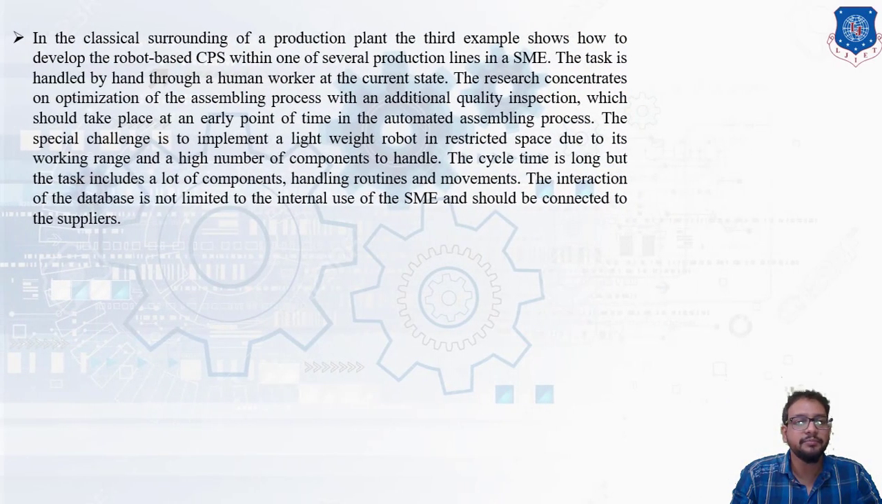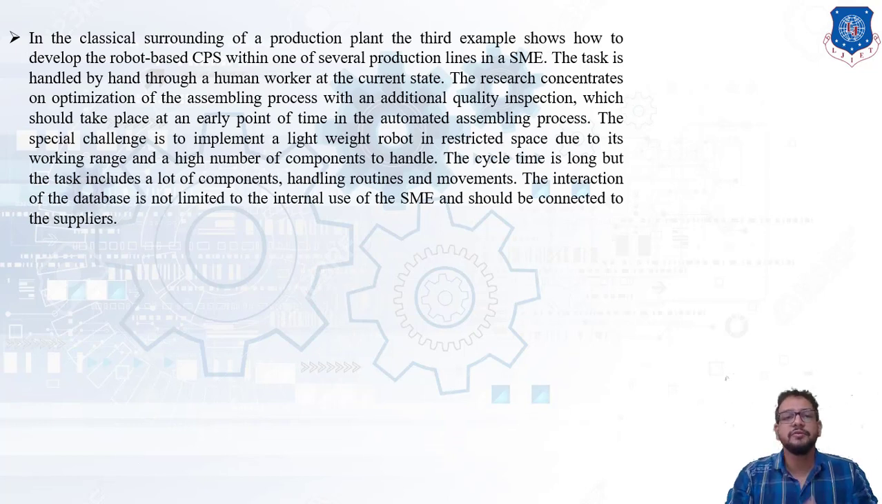In the next slide, you can see the third example, which is of an assembly process. In this example, we are going to develop a robot-based cyber-physical system within a small and medium-sized enterprise. The task is handled by the hand of a human worker at the current state. The focus will be to optimize the assembly process with an additional quality inspection, which should take place at an early point of time in an automated assembly process.